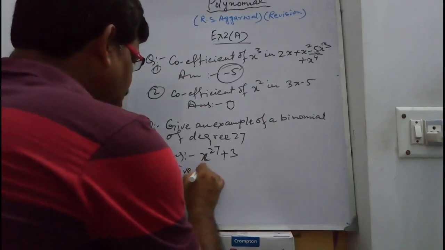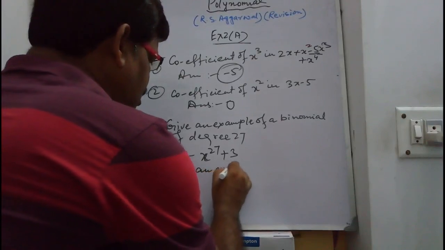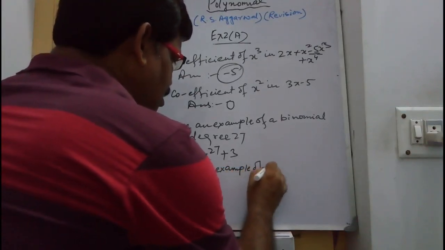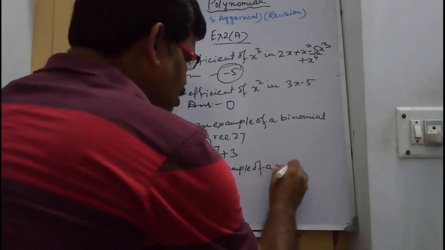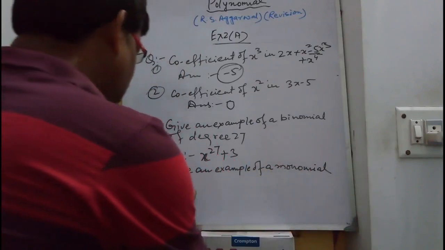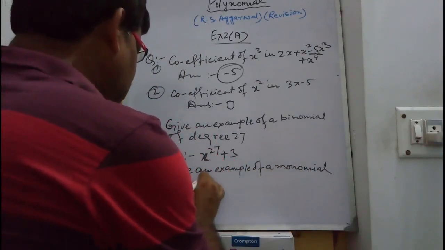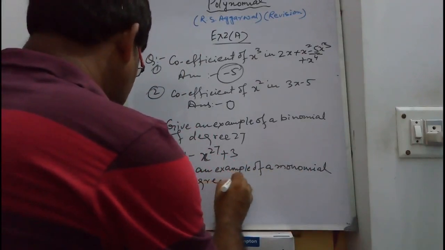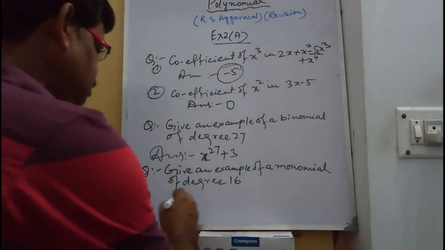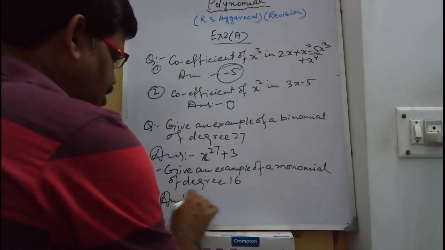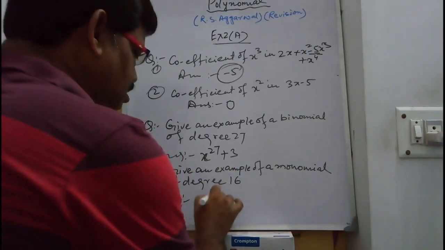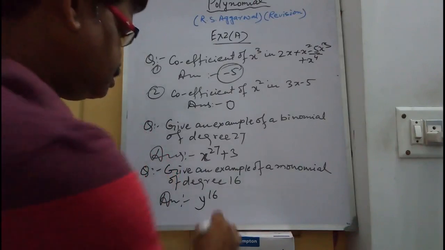Give an example of a monomial of degree 16. So monomial means only one term. So y to the power 16.